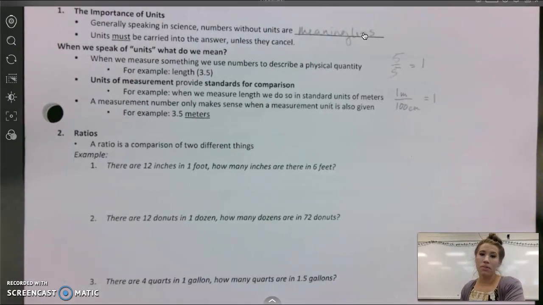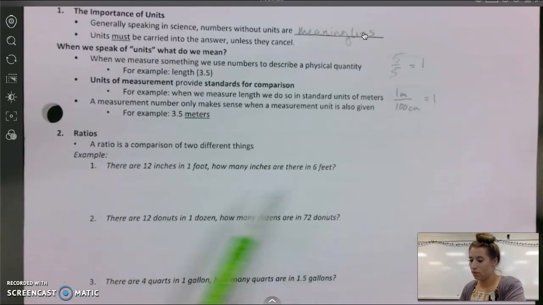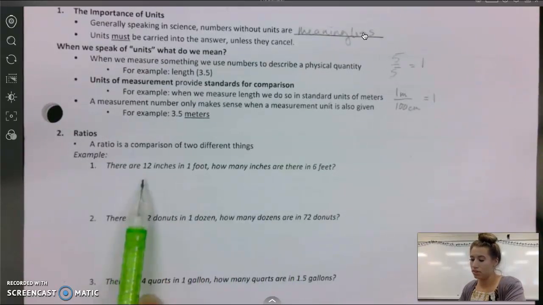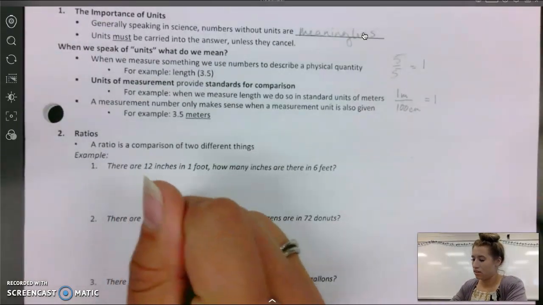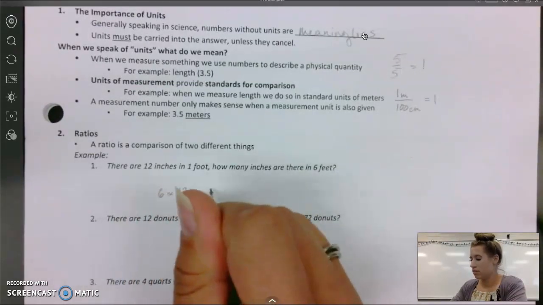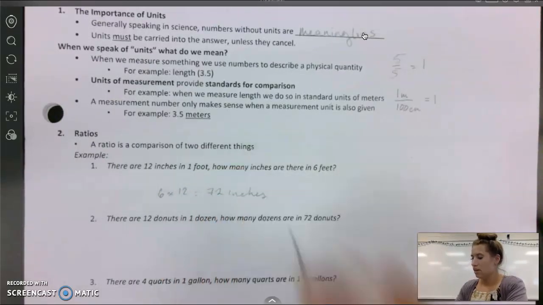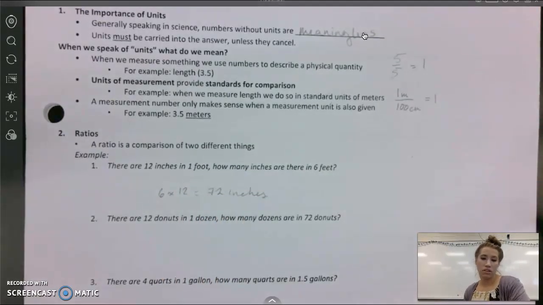Okay. So now that we have this equality and this ratio between these two values, we can use them to convert from one unit to another. So there are 12 inches in 1 foot. How many inches are there in 6 feet? Okay, well if 1 foot contains 12 inches and I have 6 feet, we have our 6 times 12 is going to give us 72 inches.